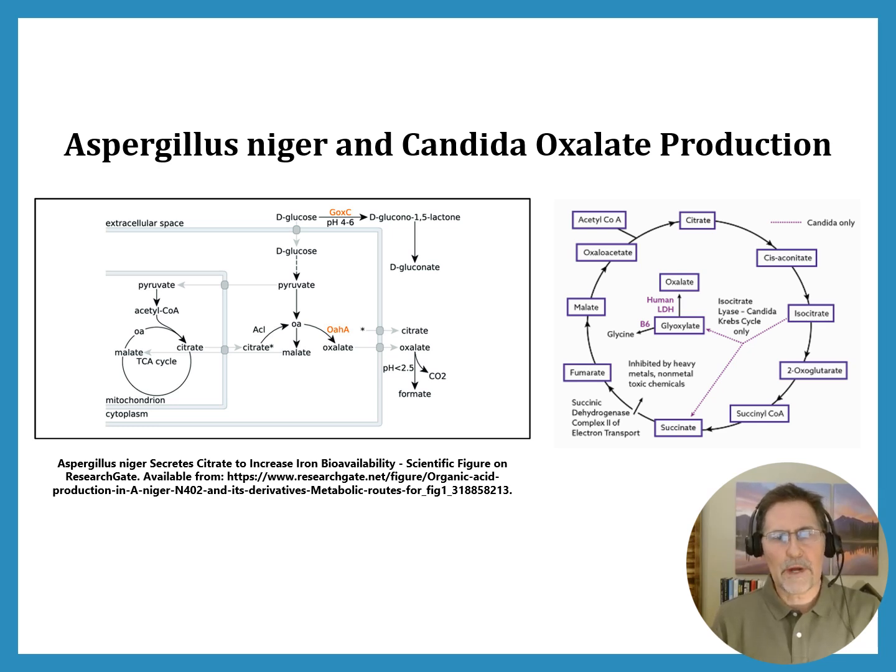So on the right, we see an image here where candida has a specific enzyme called isocitrate lyase that will take a specific chemical from the Krebs cycle and convert it to oxalic acid. And then aspergillus can also produce high oxalate. So it's important to understand that not only can high oxalate occur through diet, but it can also occur through fungus production within the digestive system.